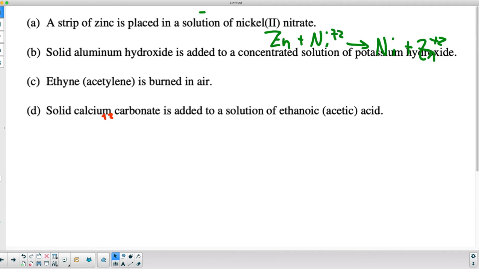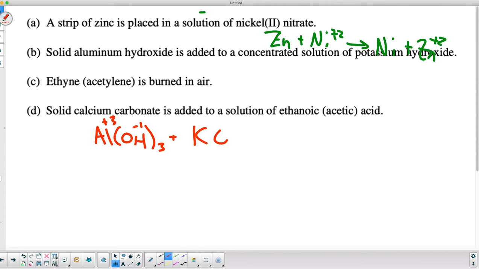So the next one looks like solid aluminum hydroxide is added to a concentrated solution of potassium hydroxide. Oh, 2 hydroxides. Okay, let's write this out and see what we got. Solid aluminum hydroxide. Aluminum is a +3, which means with hydroxide, which is a -1. Potassium hydroxide is KOH because a +1 and a -1.